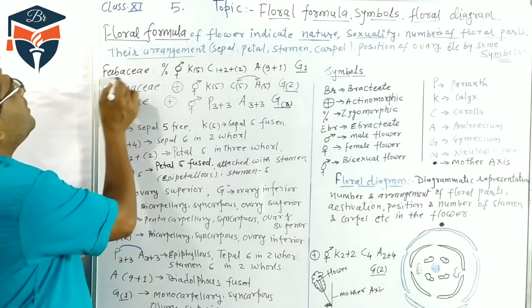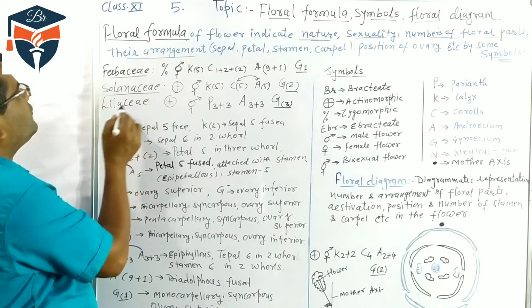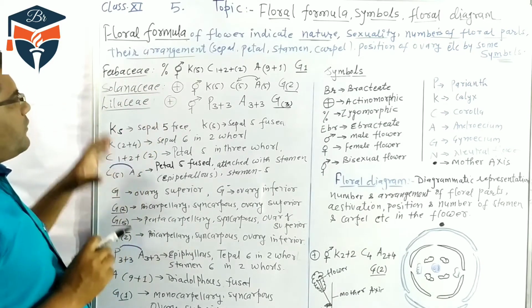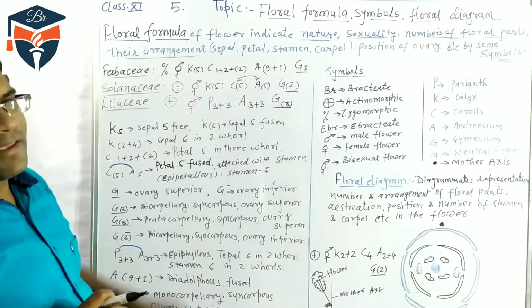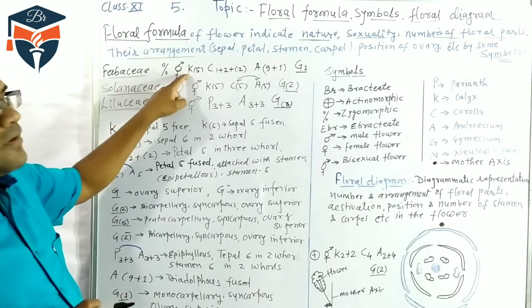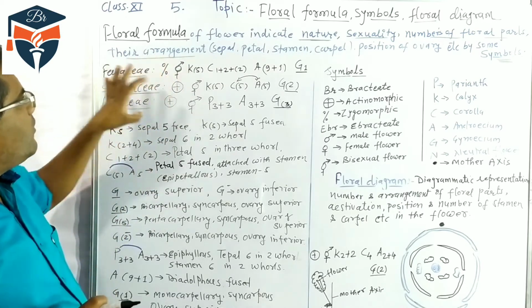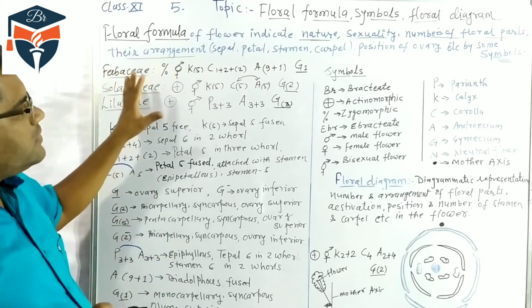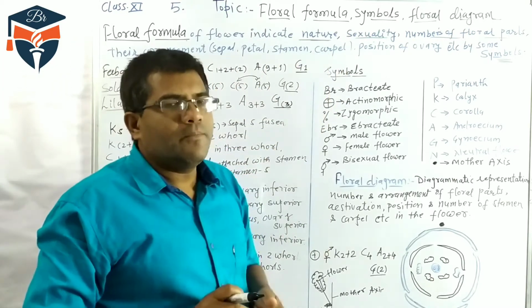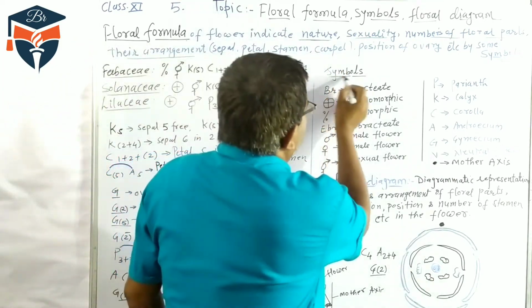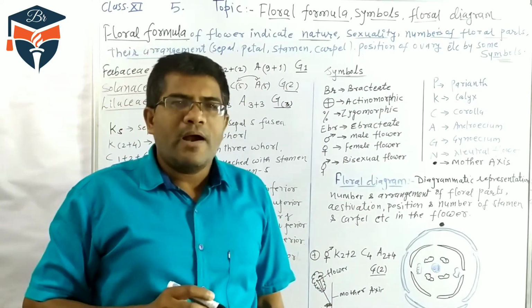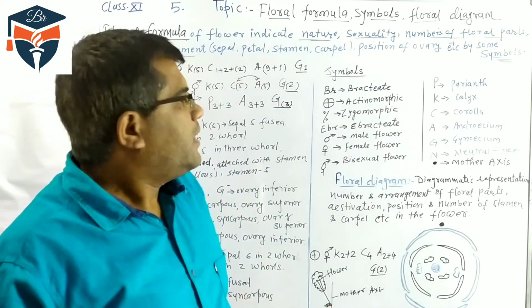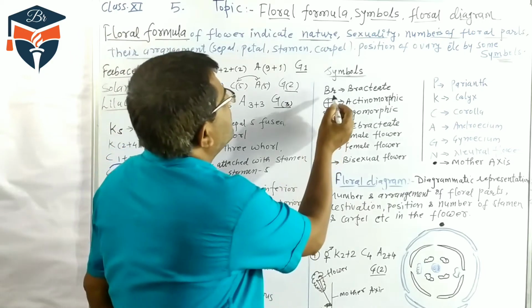Here are the families Fabaceae, Solanaceae and Liliaceae. For these families the floral formulae are given like this. Before going to the floral formula of these families, we must remember the symbols. Many symbols are used to depict the parts of the flower, and one of them is Br.